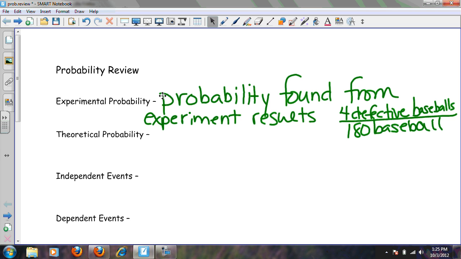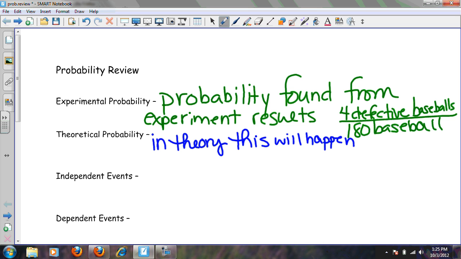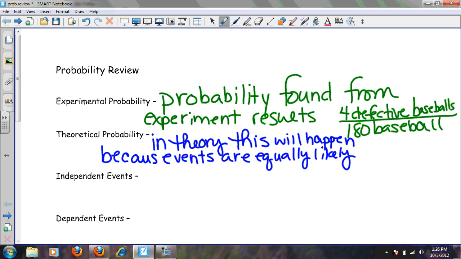Theoretical probability. Theoretical probability is, in theory, this will happen because events are equally likely. Some examples might be flipping a coin, rolling a die.